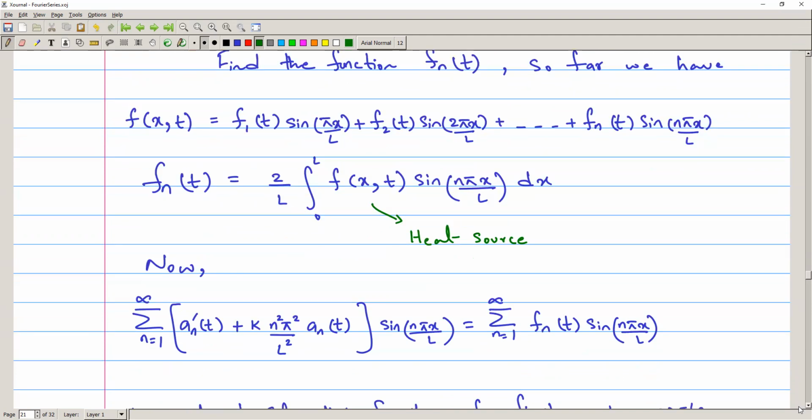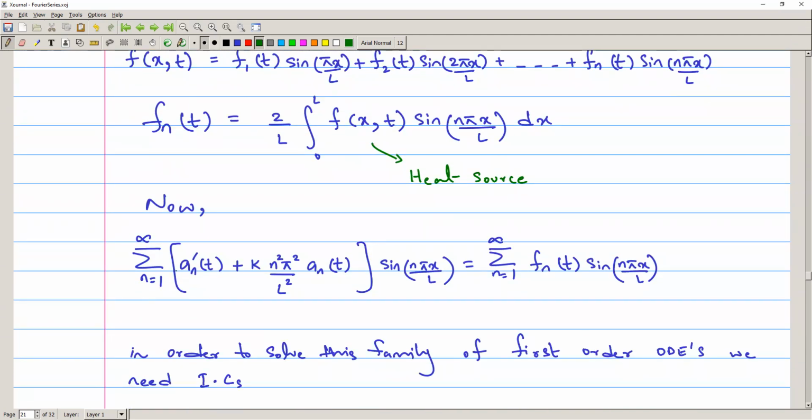All right, so now sigma n equal to 1 to infinity, and you can see that this is now a first order differential equation, and we will discuss how this equation is formed, times sine n pi x over L, is equal to sigma n equal to 1 to infinity fn of t sine n pi x over L.